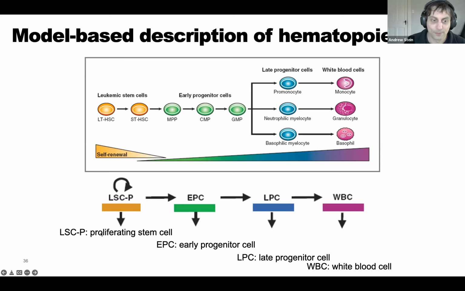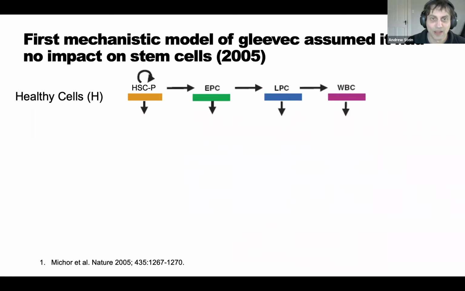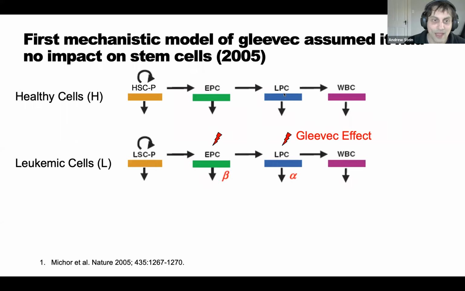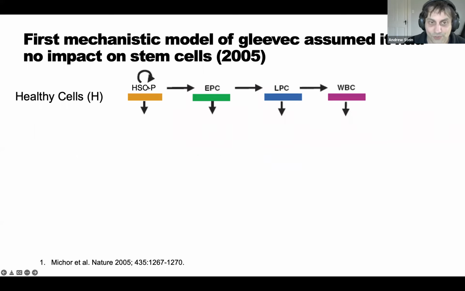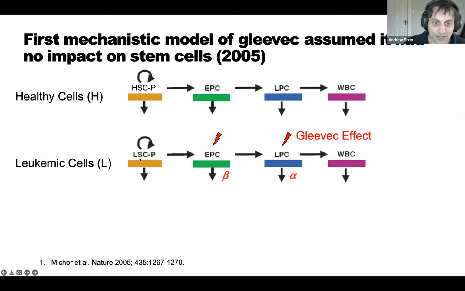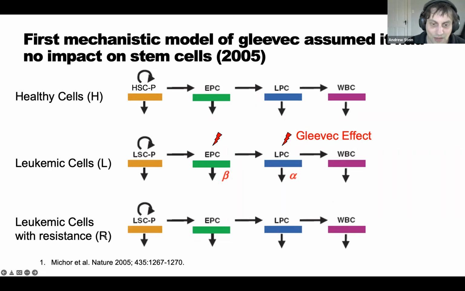So there are the stem cells, the early progenitors, the late progenitors, and then ultimately the white blood cells you see in the blood. The first model that was developed was the Michor model in 2005. It started with the healthy cells, where you have expansion all the way to the white blood cells. The leukemic cells can expand a bit faster. When you give Gleevec, the late progenitors decline at a rate alpha and the early progenitors decline at a rate beta. You can also have resistant cells that don't respond to therapy, but are present at much smaller levels.